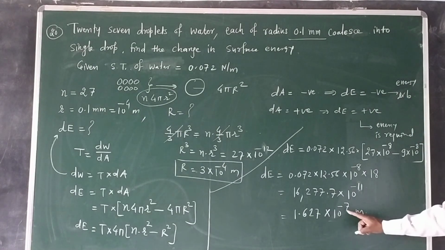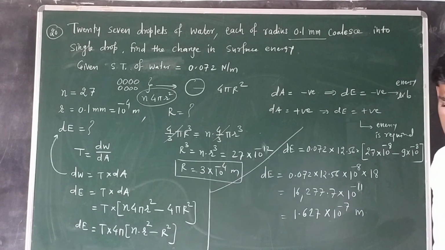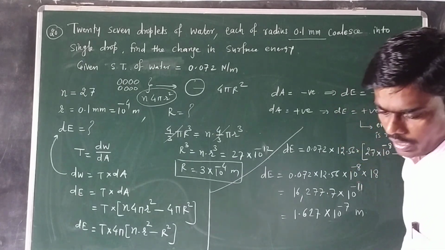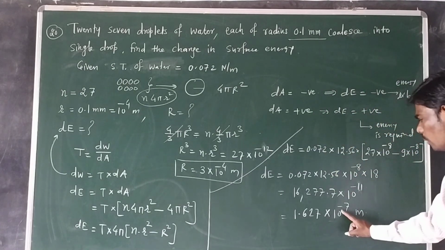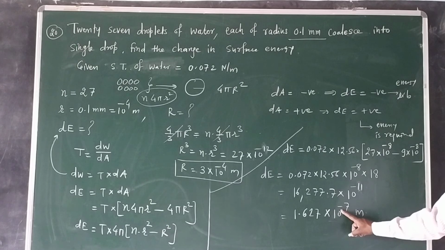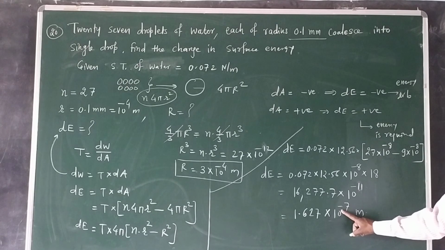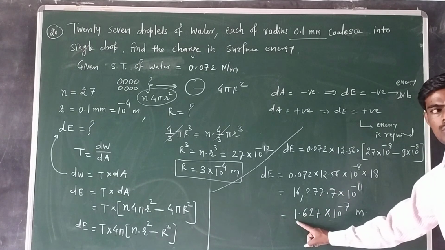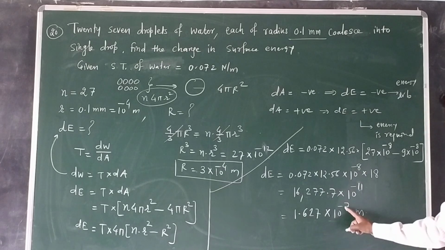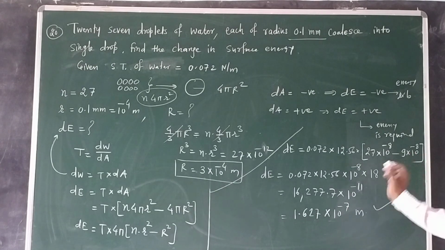This is your answer. In the textbook, there is a printing mistake, and it is given as 10 raised to power minus 3, but that is a printing mistake, or it may be wrong. The correct answer is 1.627 into 10 raised to power minus 7. This one is the correct answer.